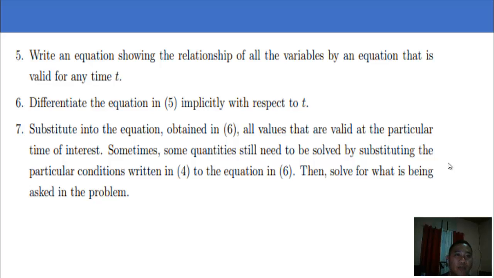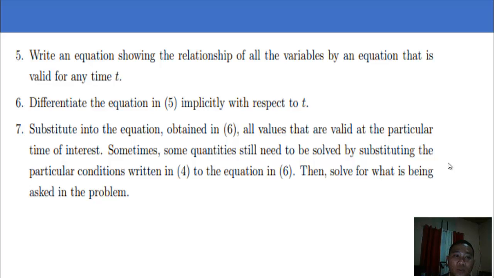And then we have to write an equation showing the relationship of all the variables by an equation that is valid for any time t. We have to differentiate. You're going to find the derivative implicitly with respect to t. So, ito ang kaibahan ng maxima sa minima.